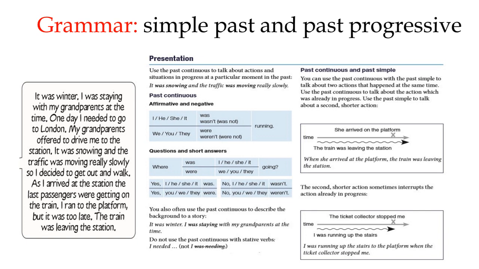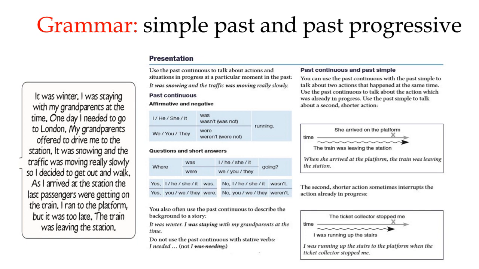As usual, there is a paragraph on the left. It's like an introduction. It was winter. I was staying with my grandparents at the time. One day I needed to go to London. My grandparents offered to drive me to the station. It was snowing and the traffic was moving really slowly, so I decided to get out and walk. As I arrived at the station, the last passengers were getting on the train. I ran to the platform, but it was too late. The train was leaving the station.